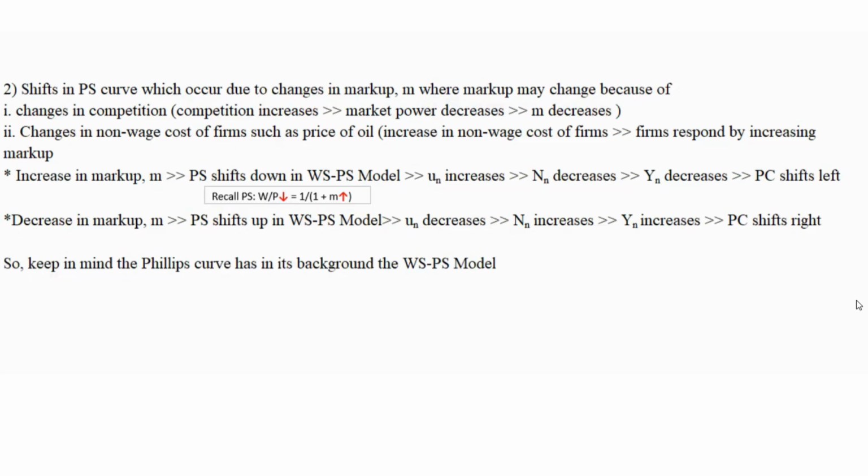And that causes the natural rate of unemployment to go up, which causes the natural level of employment to go down and the natural level of output to go down. So when we plot the Phillips curve, it will have a smaller x-intercept and it will shift towards the left. The exact opposite happens if there's a decrease in markup. So when we're thinking about shifts in the Phillips curve, we need to think about how it has in its background the WS-PS model. It will shift when yn changes, which will change because of shifts in the wage setting curve or price setting curve in the WS-PS model.